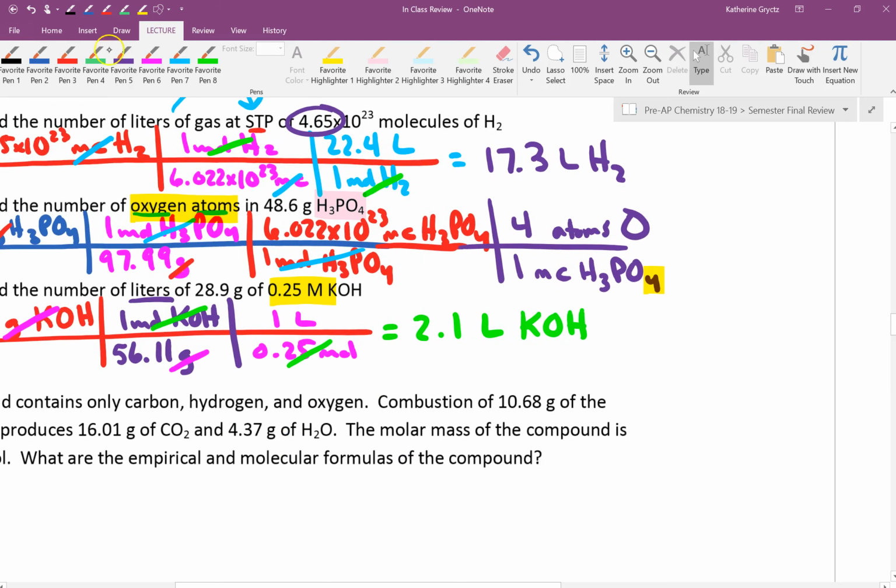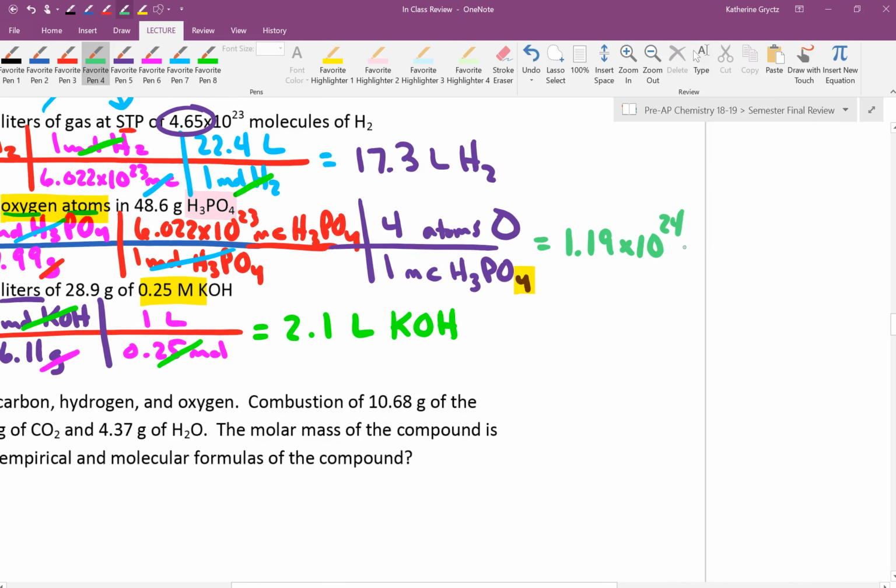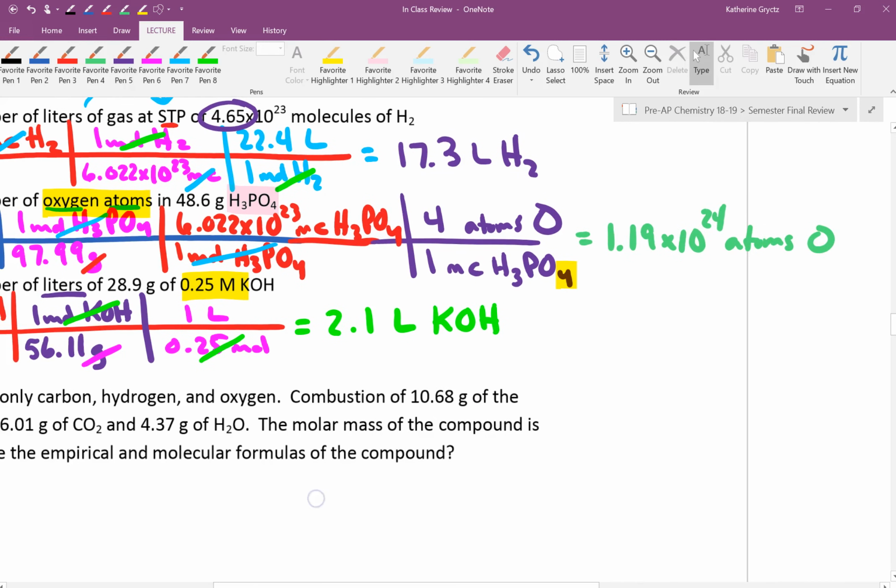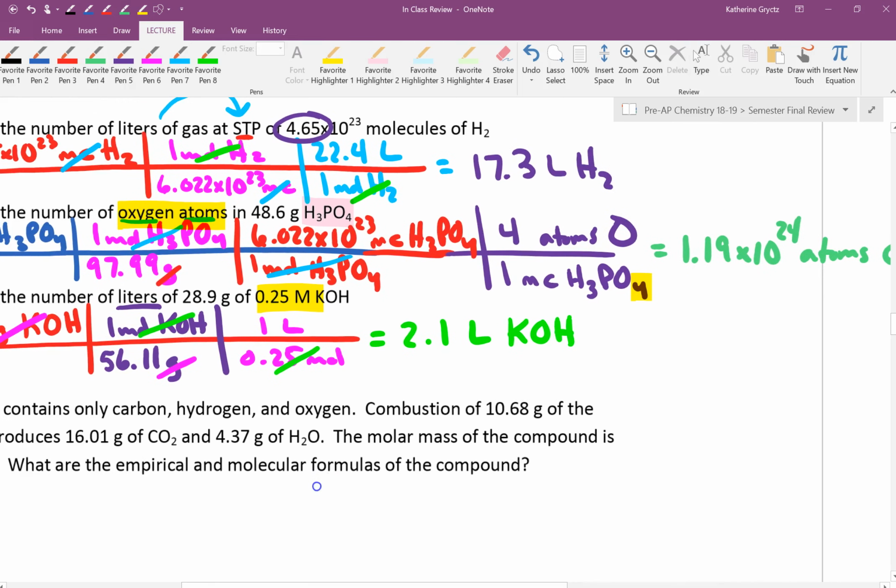Okay, and we're going to do 3 significant figures. So we get 1.19 times 10 to the 24th atoms of oxygen. Alright, so that is basic conversions in stoichiometry. We haven't done the mole-to-mole ratio.